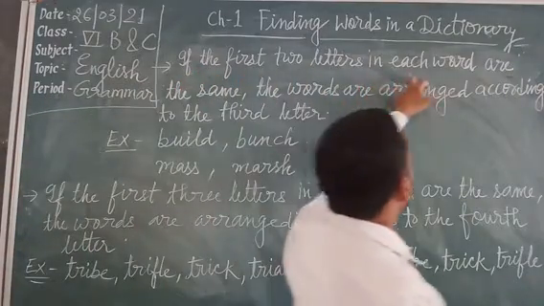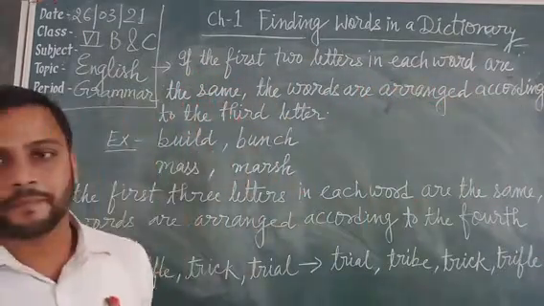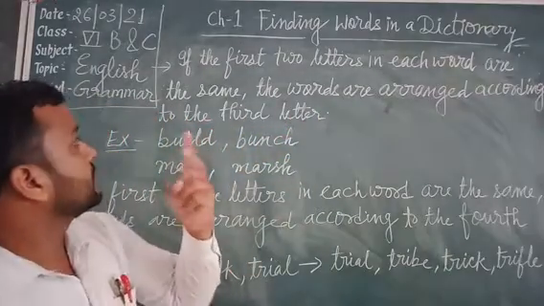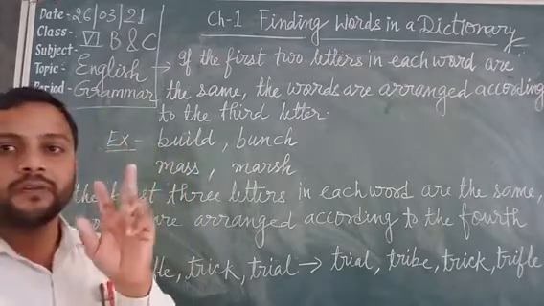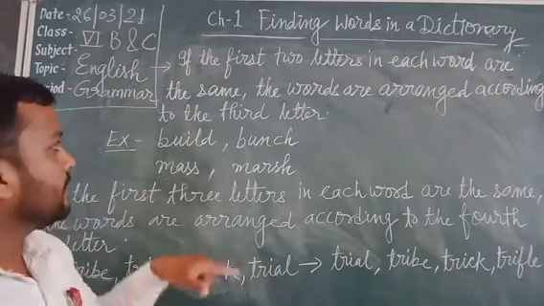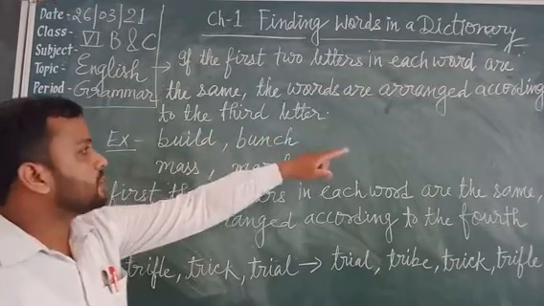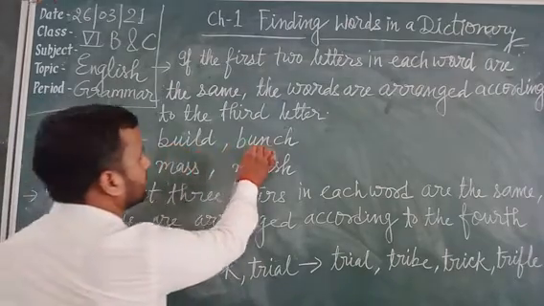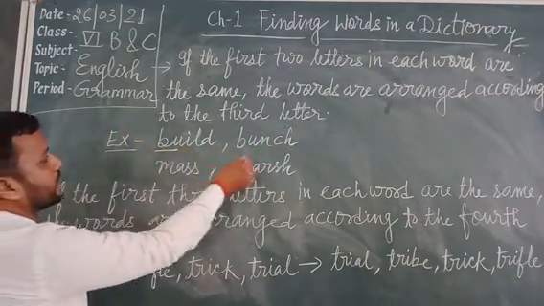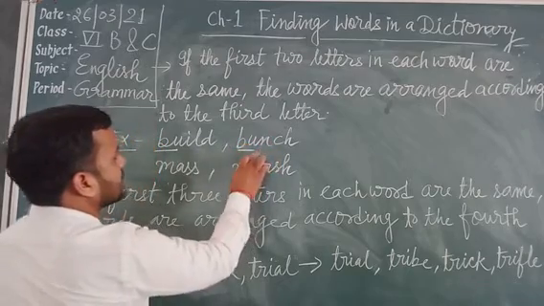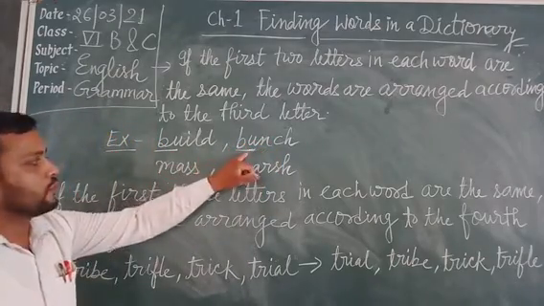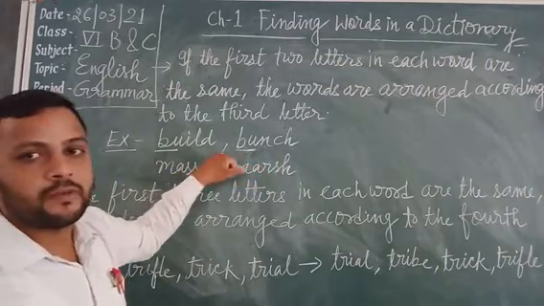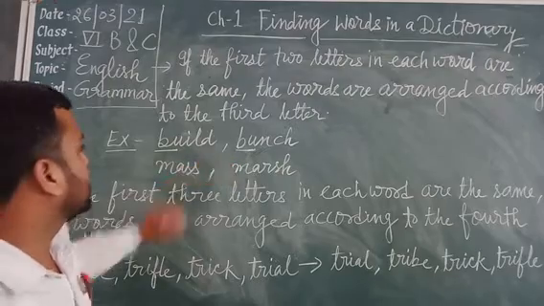If the first two letters in each word are the same, the words are arranged according to the third letter. See the example here. Build, bunch. The first two letters, BU, are the same in both the words. Then these words will be arranged according to the third letter.